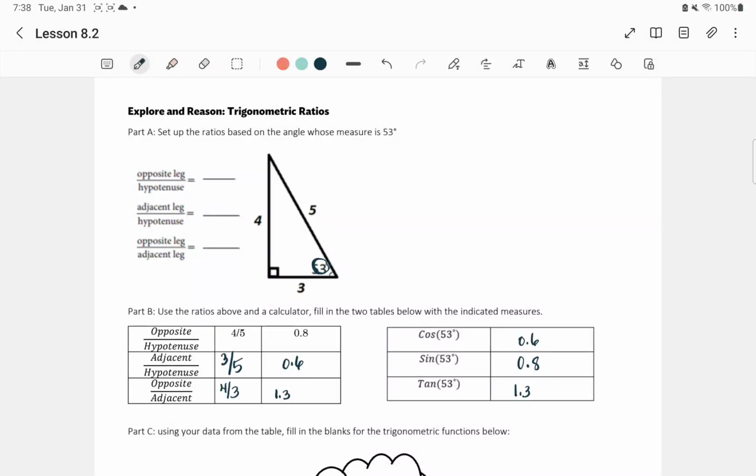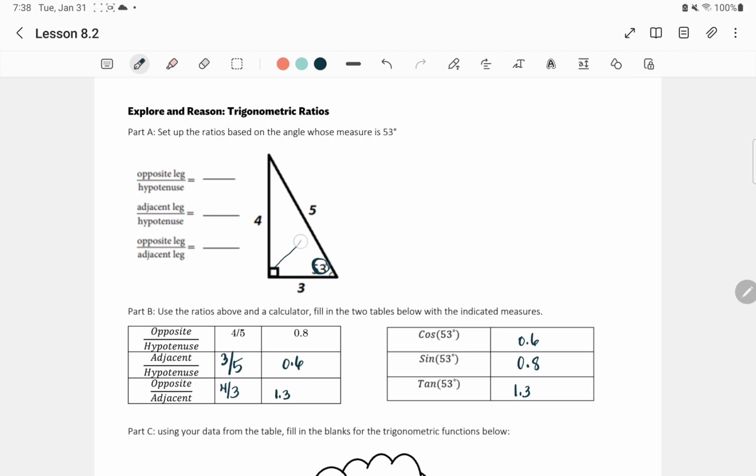Okay, so the next thing that we're going to talk about is the next step in solving a trig problem, and that's setting up your trig ratios. So let's just do a quick review of how to label our O, A, and H. So we're talking about, in this case, the 53-degree angle.